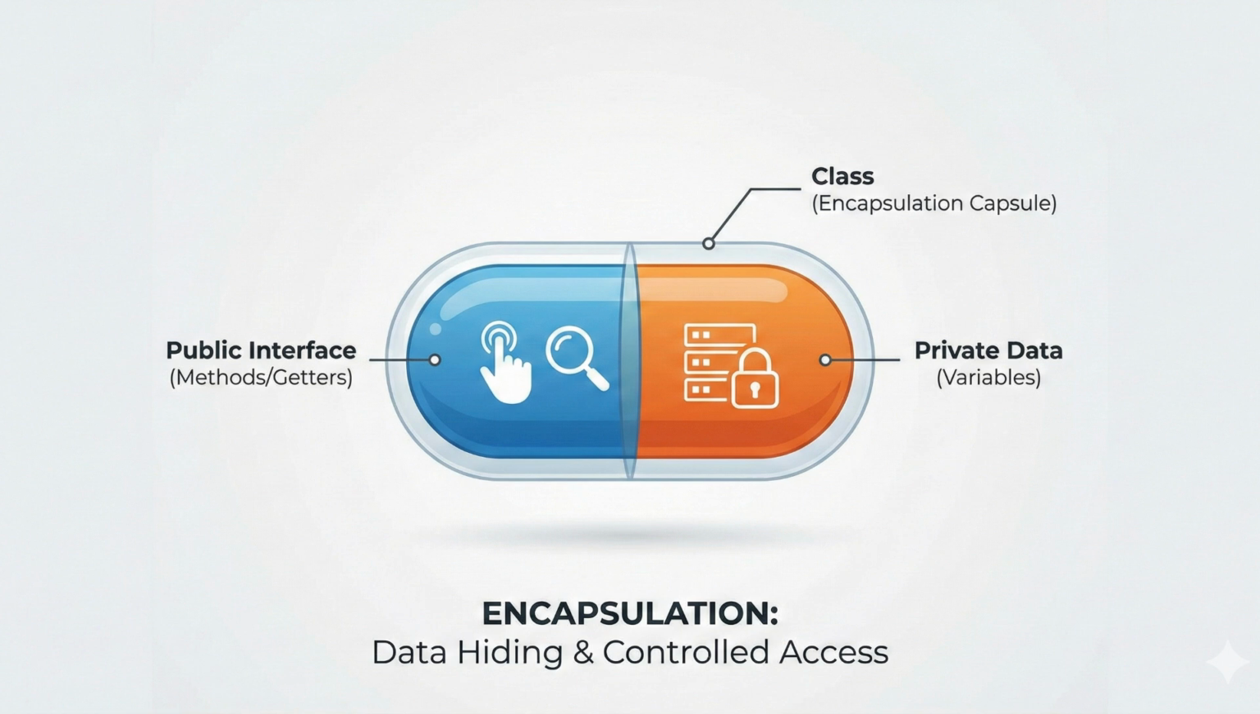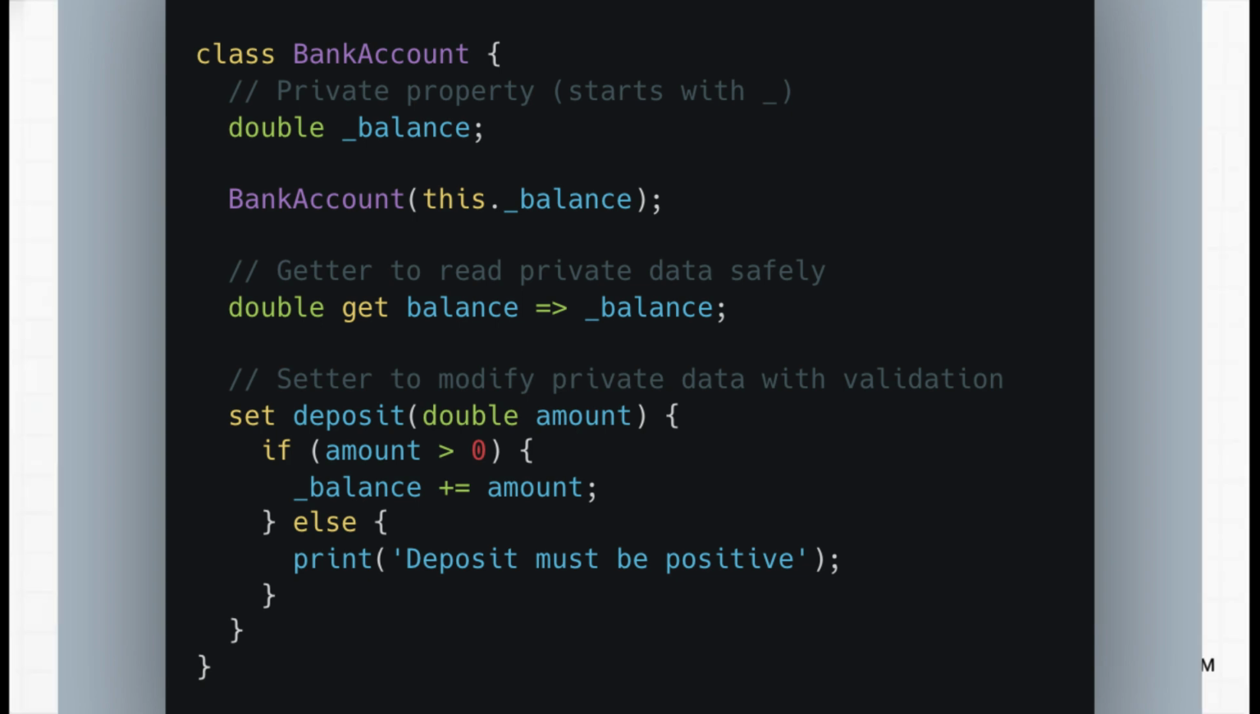Now, what's really cool is how Dart handles this privacy. A lot of other languages use special keywords like public or private. Dart just uses a simple convention. If you pop an underscore in front of a variable or a method name, bam, it's now private to its library. It's this clean, elegant signal to other developers that says, hey, this is internal stuff, probably best not to mess with it.